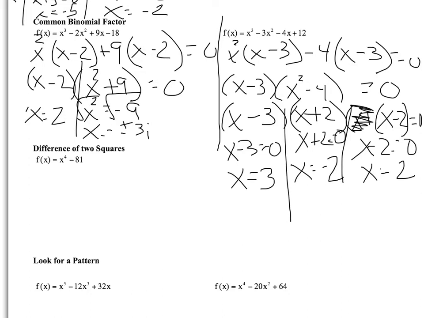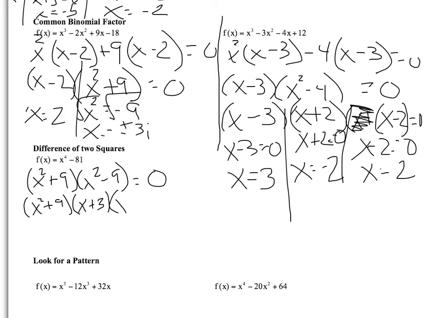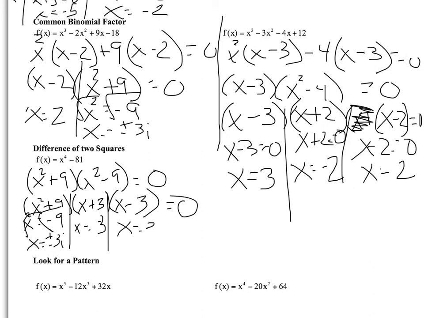For the difference of two squares, x to the 4th minus 81. That is considered a difference of two perfect squares. That will factor to x squared plus 9 times x squared minus 9 equals 0. X squared plus 9 does not factor, however x squared minus 9 does. It factors to x plus 3, x minus 3. Now we solve, we say x squared will equal negative 9. Take the square root of both sides there, and you'll get x equals plus or minus 3i, and you'll get x equals negative 3, and you'll get x equals 3.